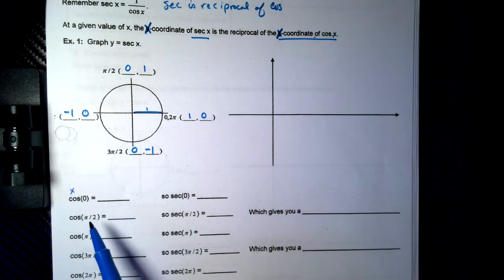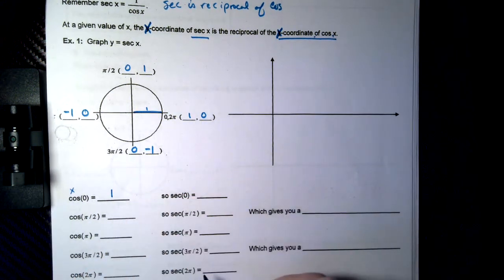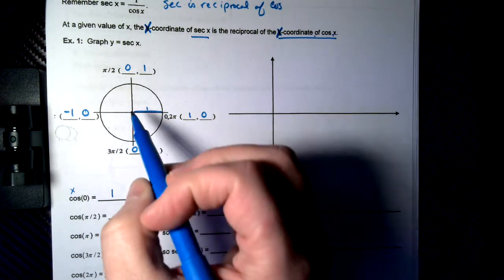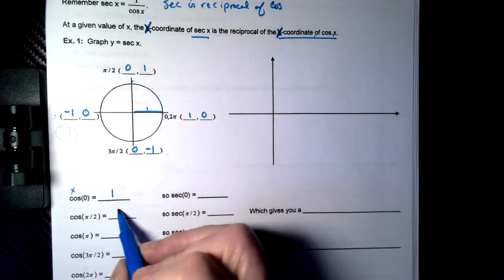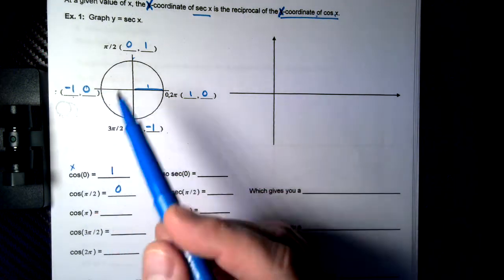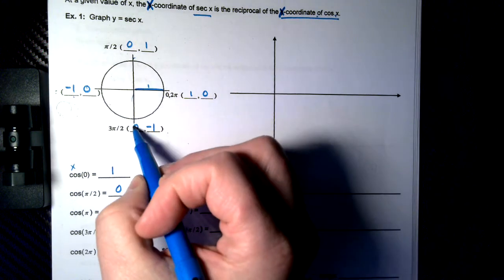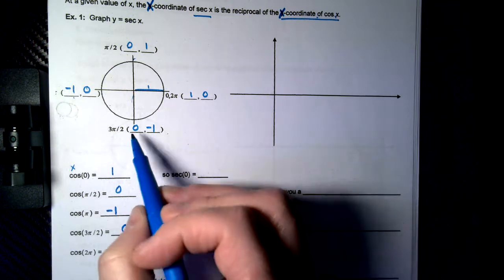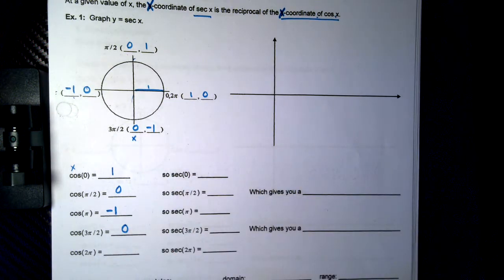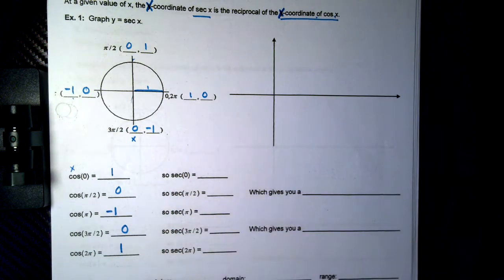Isn't that nice? The cosine of 0 radians is the x-coordinate. That is equal to 1. What is the cosine of pi over 2? The cosine of pi over 2 is 0. What is the cosine of pi? The cosine of pi is -1. It's the x number. What's the cosine of 3 pi over 2, going straight down? That is also 0, because that's the x-coordinate. And what's the cosine of 2 pi, going all the way around the circle? The cosine of 2 pi is equal to 1.